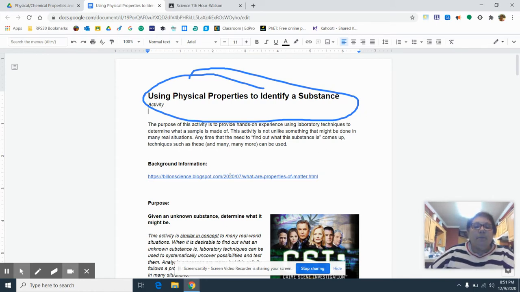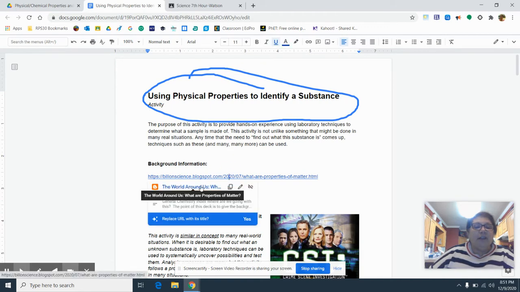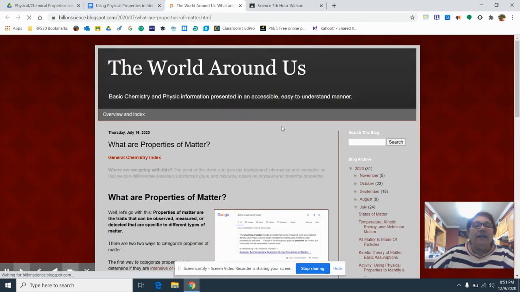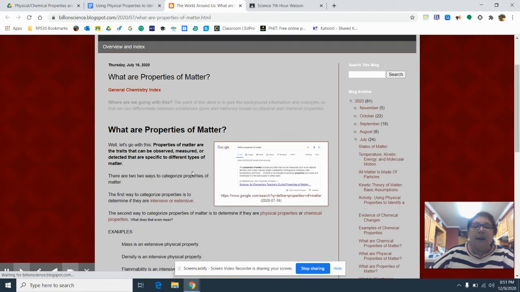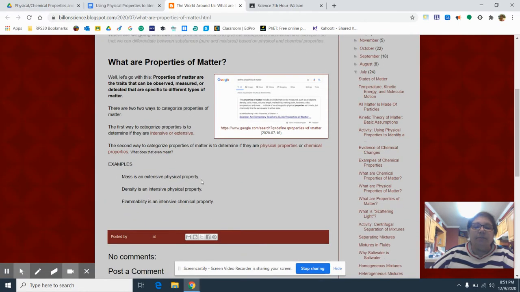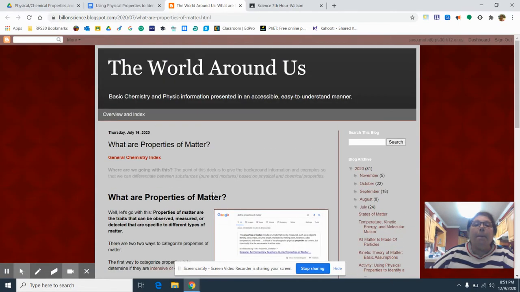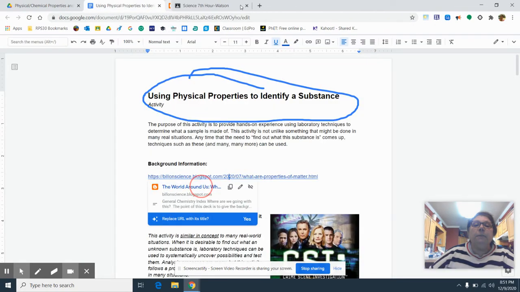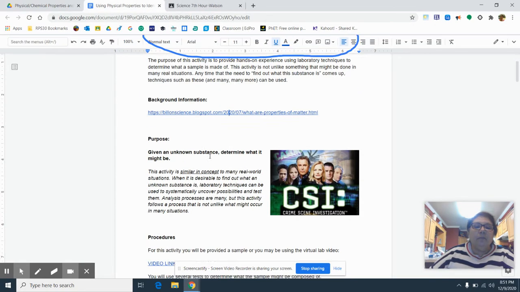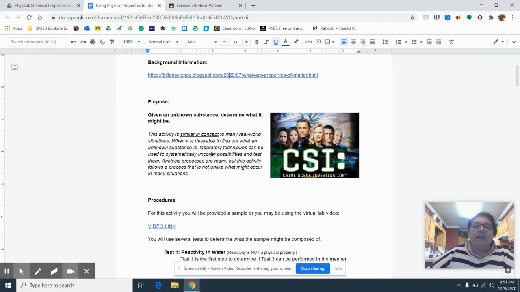First thing, here is some background information. If you want to read this, that would be what are properties of matter. It's real short. And the purpose, we want to find out what a mystery substance could be. And we're going to use physical properties.